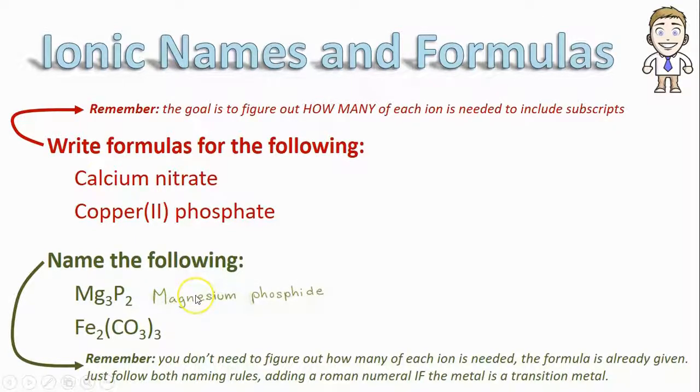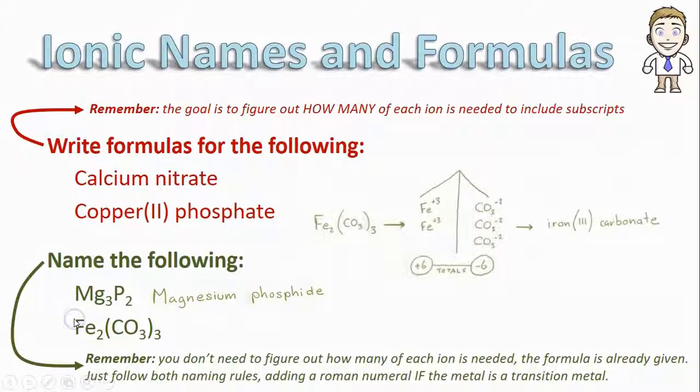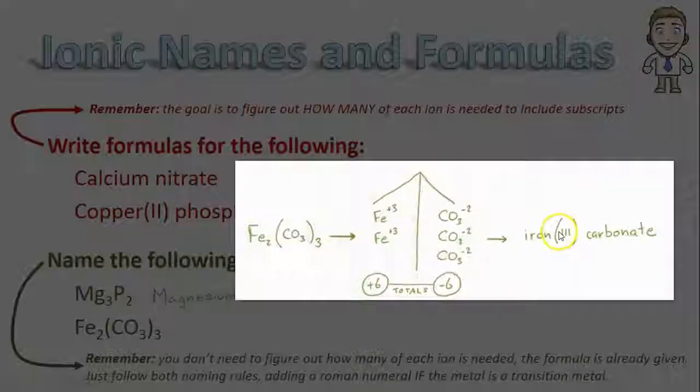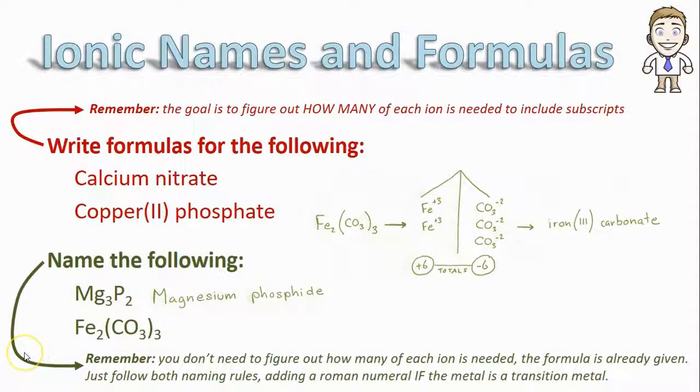I don't need a Roman numeral. It's not a transition metal. And phosphide gets the traditional "ide" ending because it's not a polyatomic ion. For Fe2(CO3)3, there's 2 irons and 3 carbonates, making the charges balance at -6 and +6. Since there's 2 irons, each individual ion has to be a +3, making the final name iron(III) carbonate.